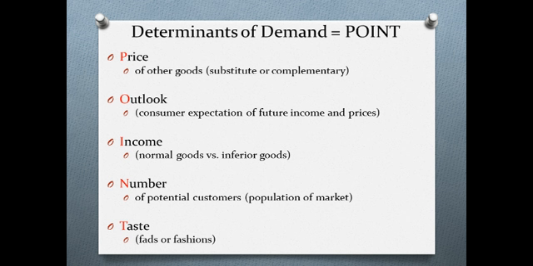O is Outlook, consumer expectation of future income and prices. So basically, how we feel about the future. If we think the future sucks, that's going to be bad for demand. If we think the future is rosy and nice, that's going to be good for demand. I is Income. If our income goes up, that's good for demand. If our income goes down, not so good for demand. N is Number of potential consumers, the population of the market. If it increases, that's generally good for demand. Decreases, not so hot. And then T is Taste, fads or fashions.